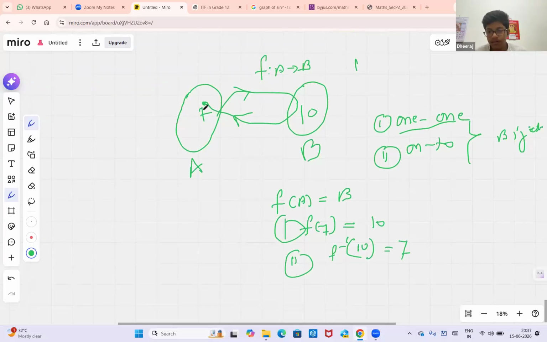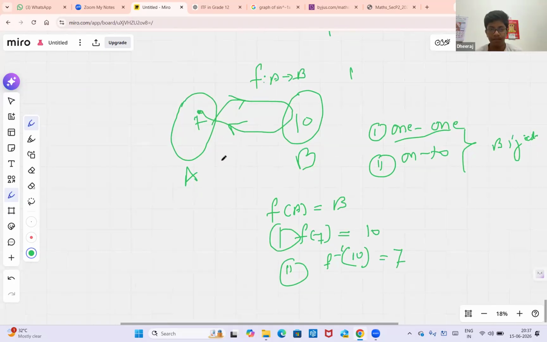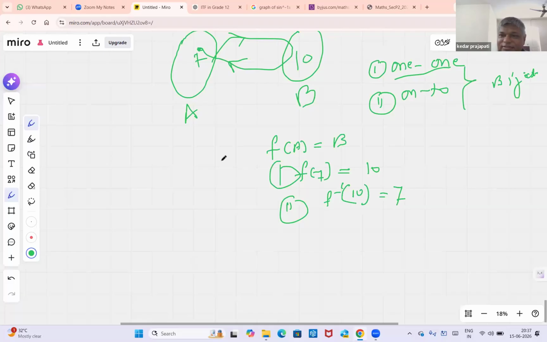See here, 10 is an image of 7, so this is a function. If 7 is also an image of 10, if the reciprocal is also true, then only this function will be considered as inverse, correct? Let me know if you're not understanding.